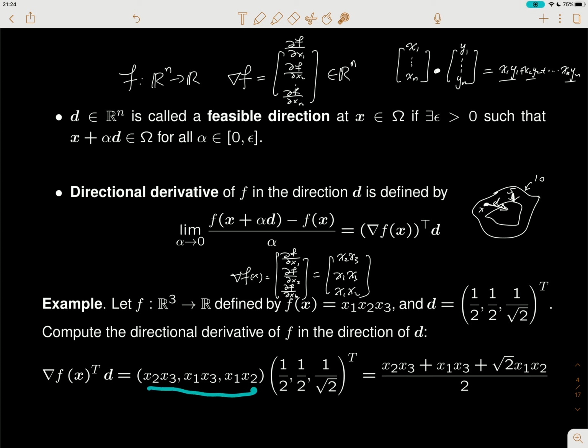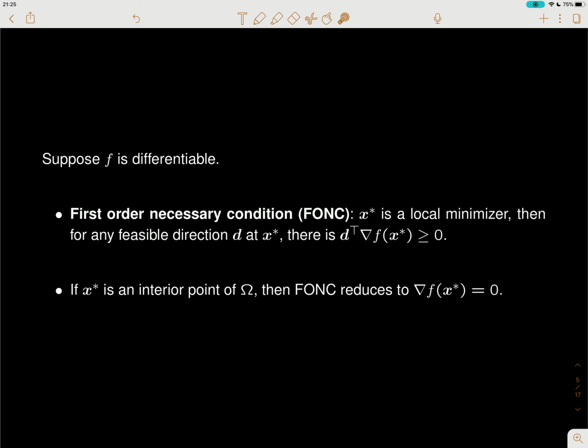This is the gradient, which, when I take the transpose, will be a row vector. And the d is this. I put this t here just to mean transpose. So now what you need to do is take the inner product. You multiply this and this, plus the product of this and this, plus the product of these two. Okay, and eventually you will get this as a directional derivative. And remember that this is a scalar.